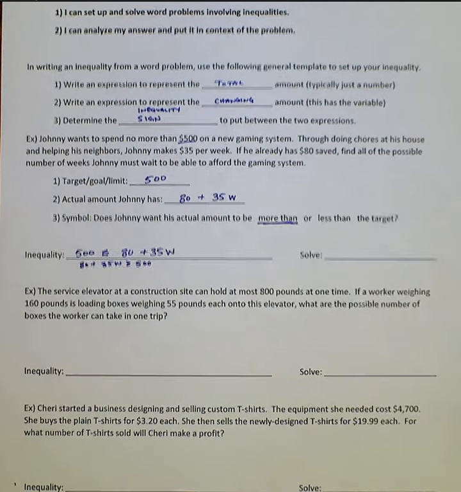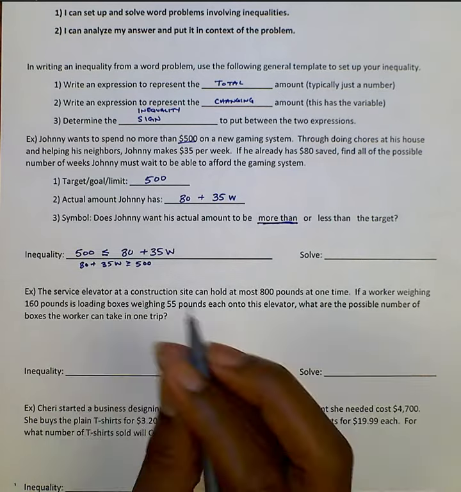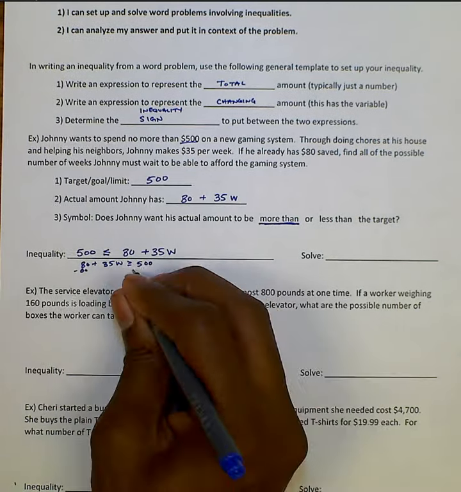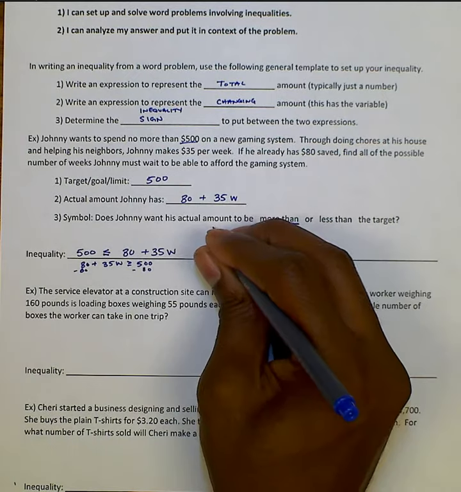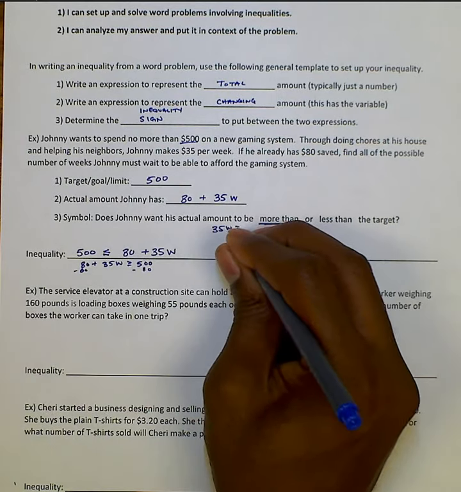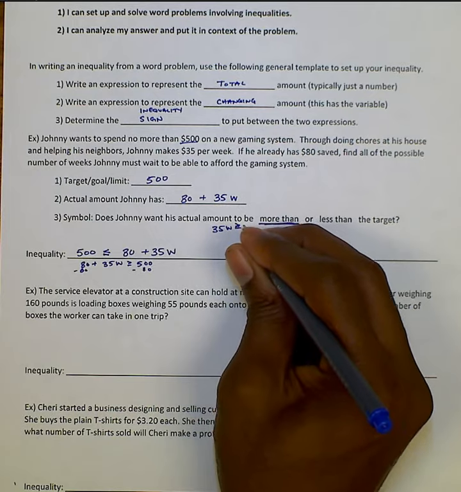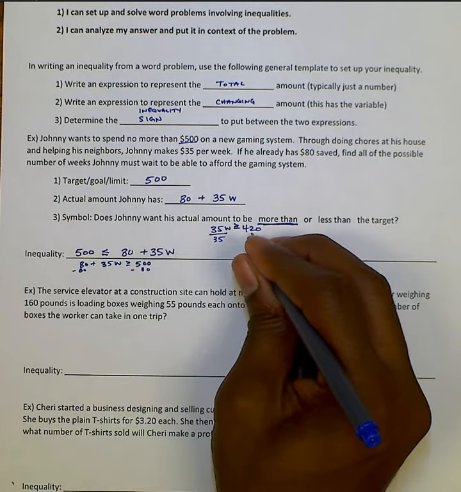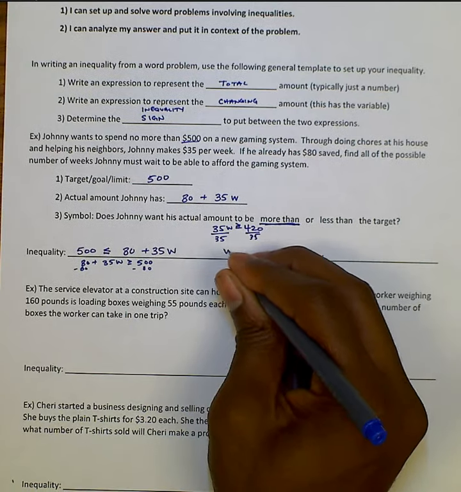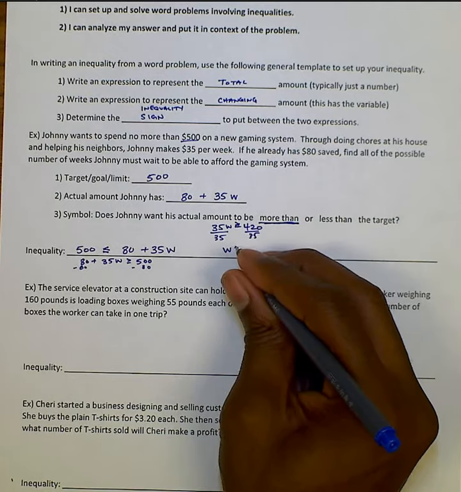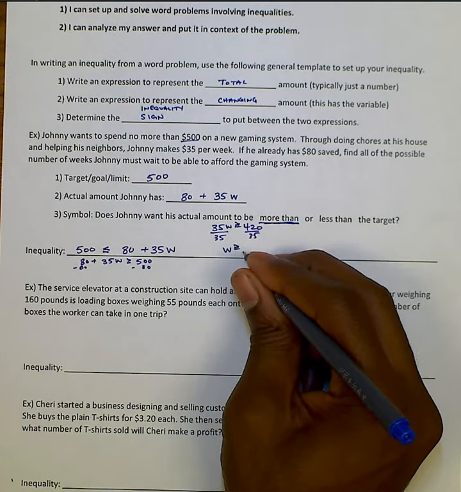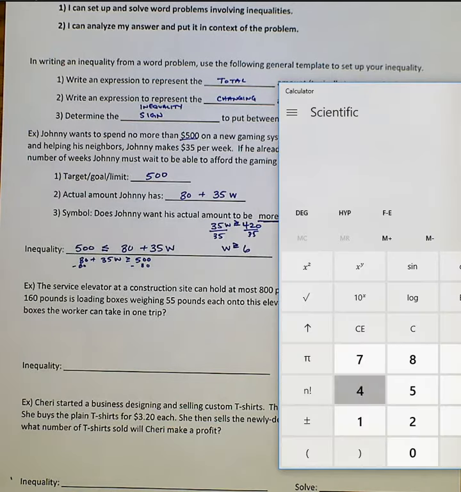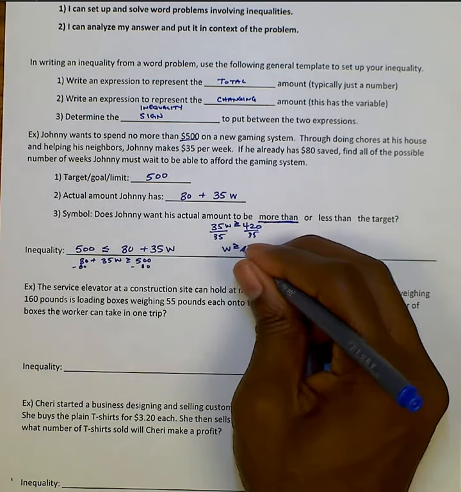Alright, so now that we're there, let's solve it. We'd subtract 80 from both sides, and that'll give us 35W is less than or equal to 420. We'll divide both by 35, and so then W will be greater than or equal to, 6? I'm right. 420 divided by 35, nope, 12. So I wasn't right. Glad I used my calculator.